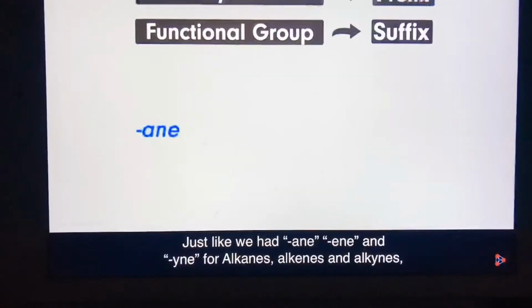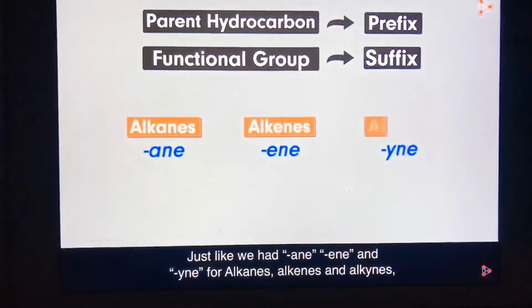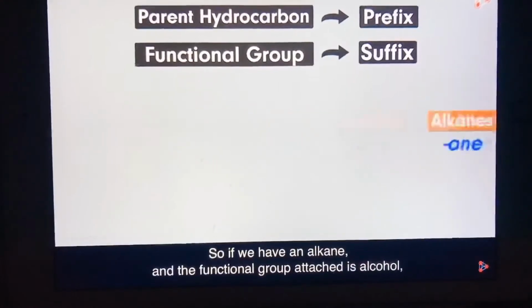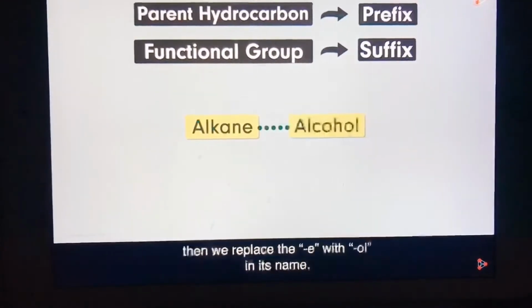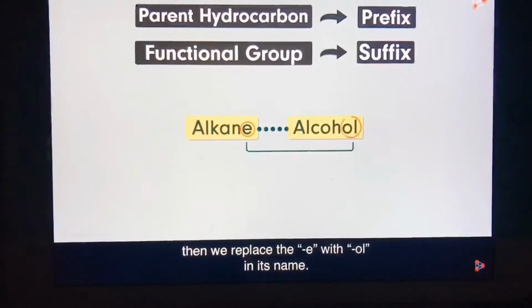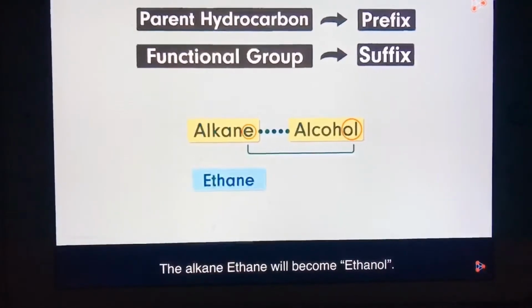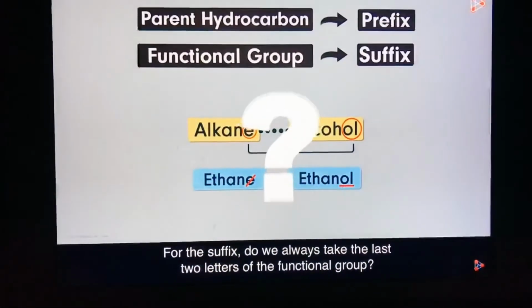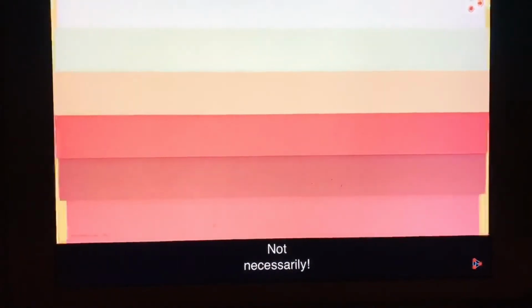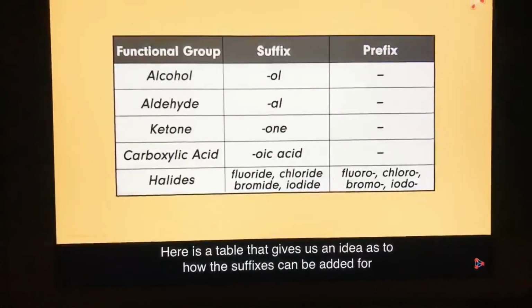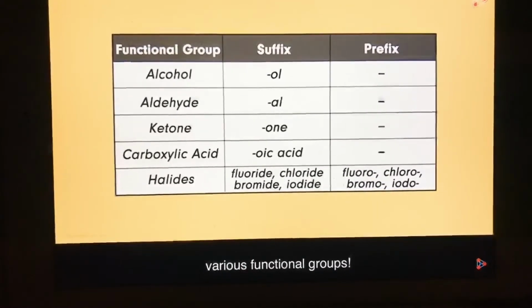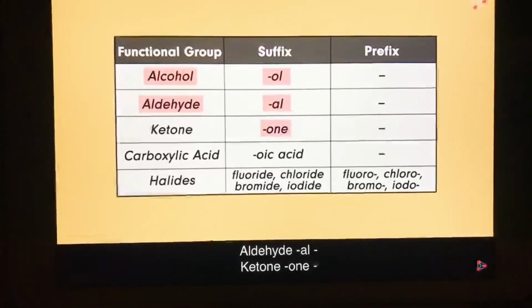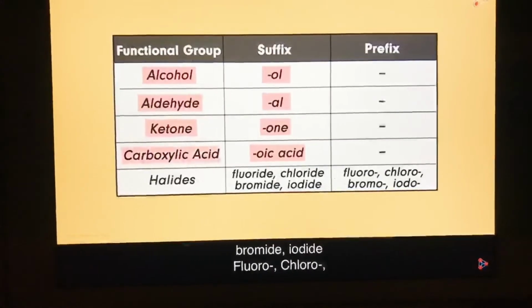Just like we had ane, ene, and yne for alkanes, alkenes, and alkynes, the endings of the functional group are added accordingly. So if we have an alkane and the functional group attached is alcohol, then we replace the E with OL in its name. The alkane ethane will become ethanol. For the suffix, do we always take the last 2 letters of the functional group? Not necessarily. Here is a table that gives us an idea as to how the suffixes can be added for various functional groups. So we have ol for alcohol, al for aldehyde, one for ketone and oic acid for carboxylic acid.